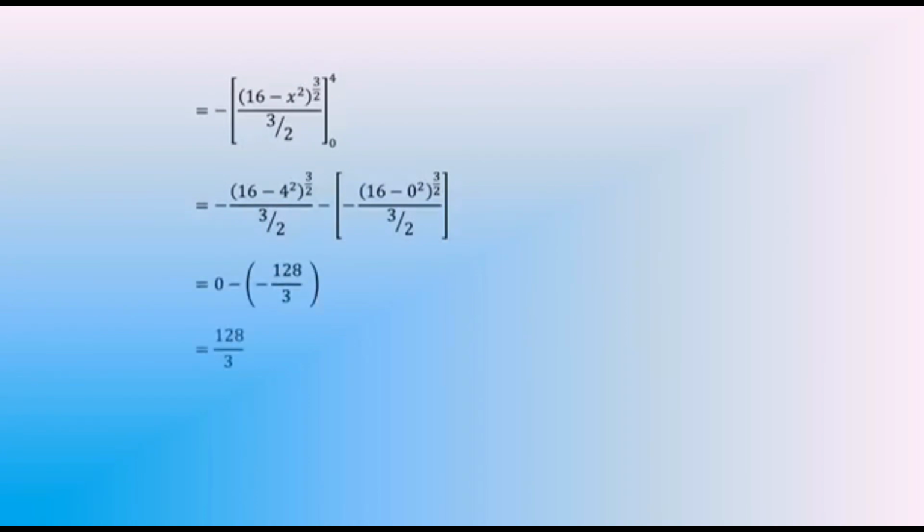So next step, kita gantikan balik nilai u tadi kepada 16 tolak x square. So kita akan dapat 16 tolak x square to the power of 3 over 2. So kita calculate, gantikan nilai x dengan 4 dan 0. Kita tolak. Dan kita akan dapat jawapan last 128/3.